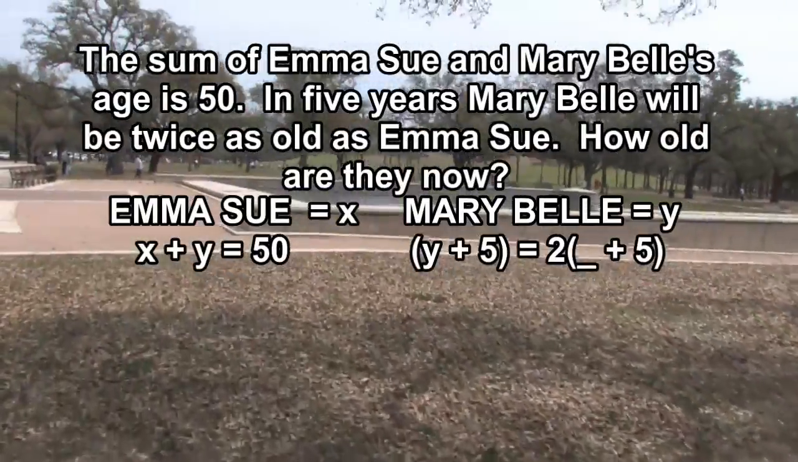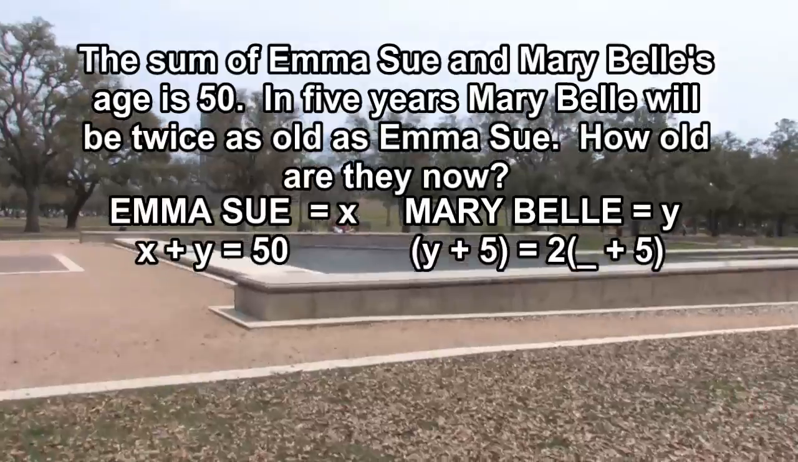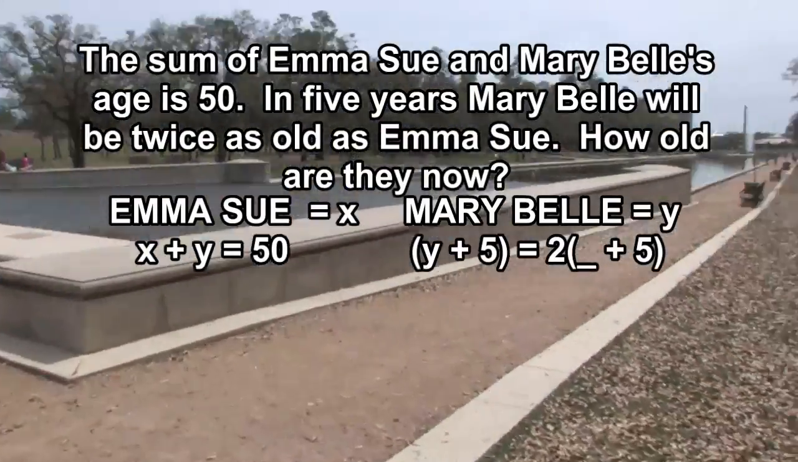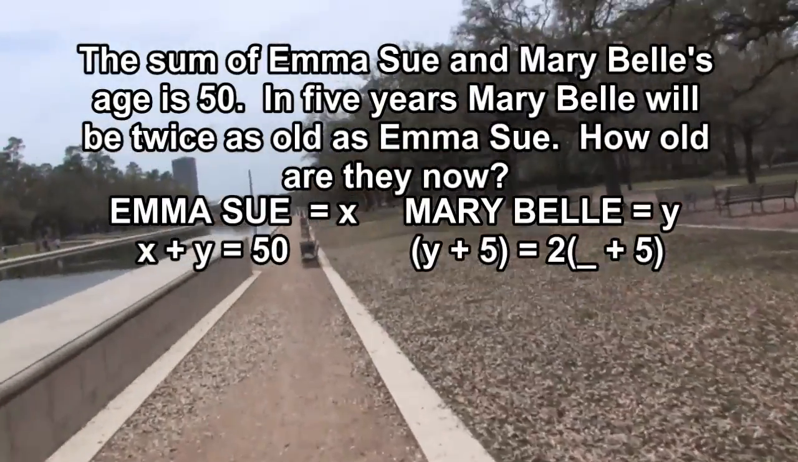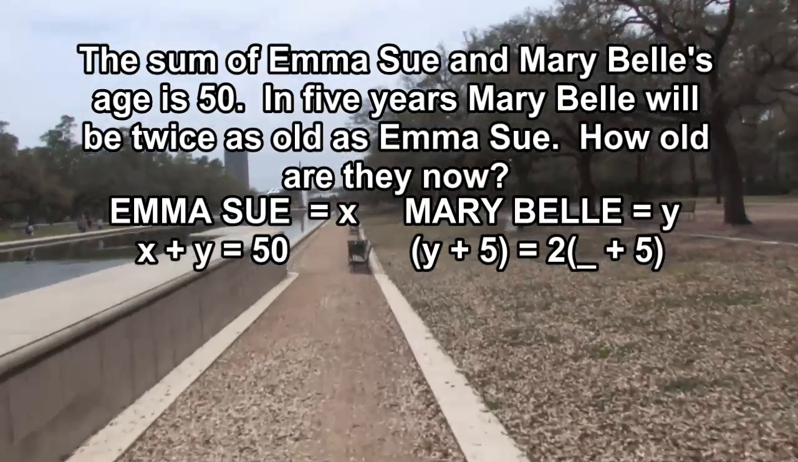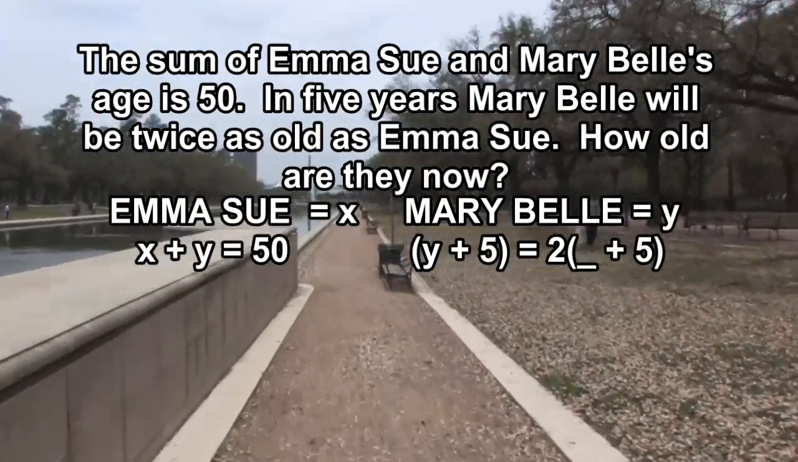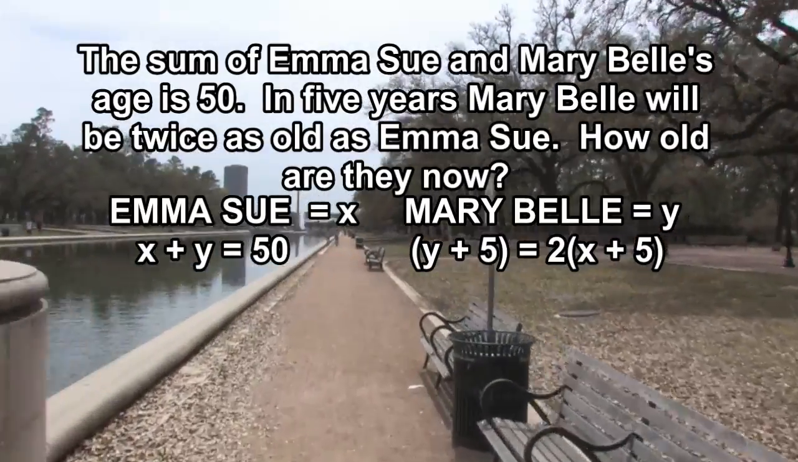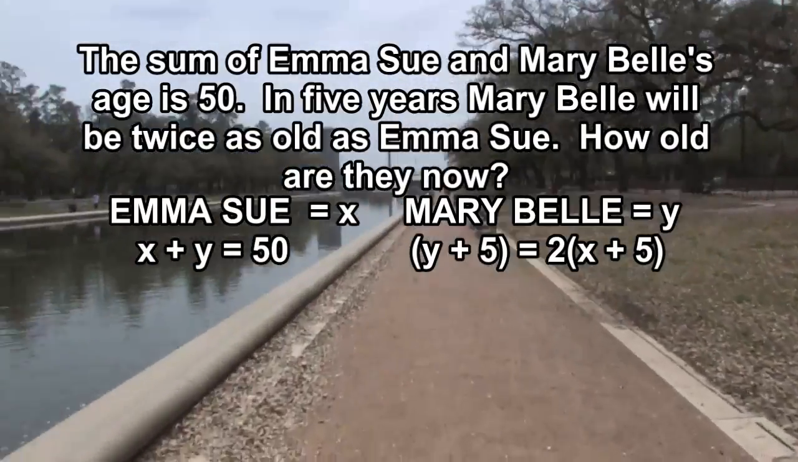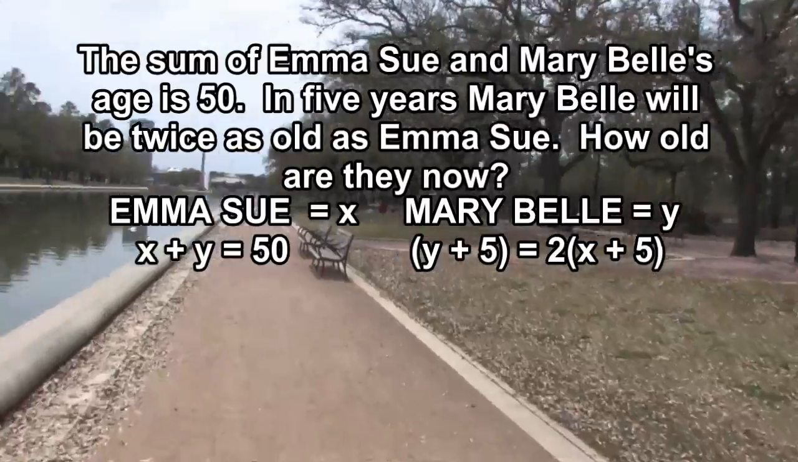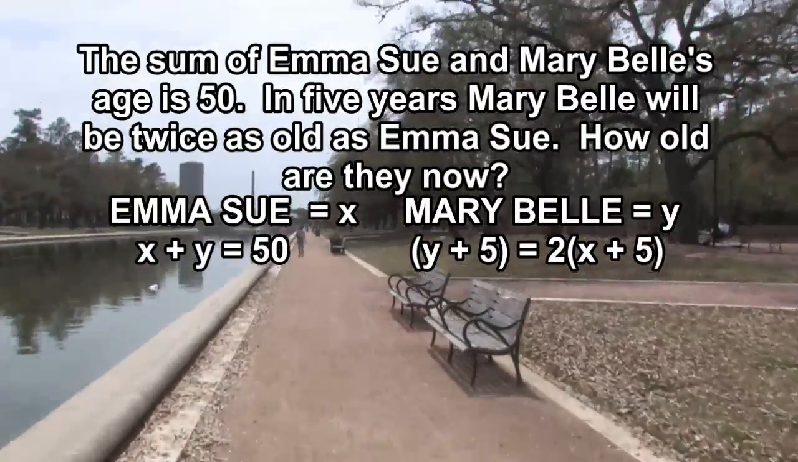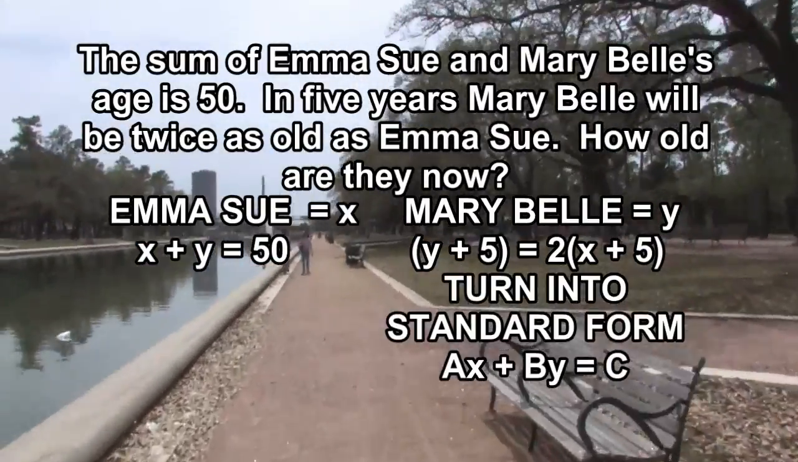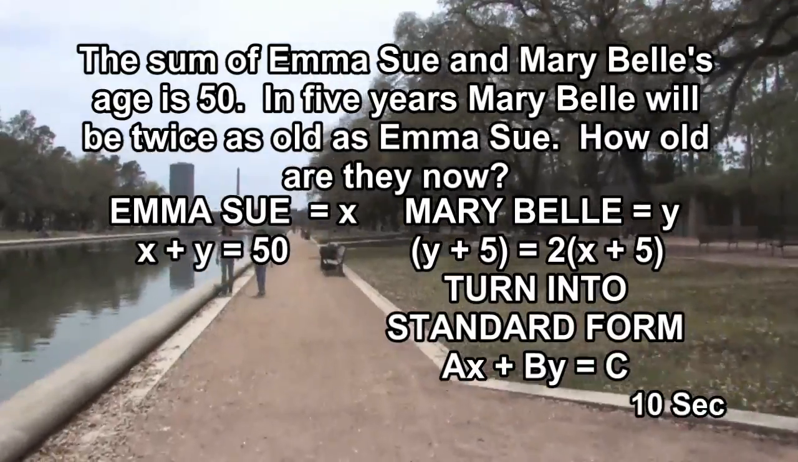So let's put y into the blank on the left. Mary Belle will be twice as old. That means you need to multiply Emma Sue's age by 2. So x goes into the other blank. That gives us our equation of y plus 5 equals 2 times the quantity x plus 5. Now see if you can turn the second equation into standard form.